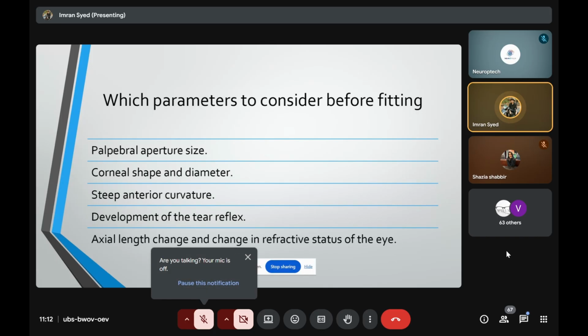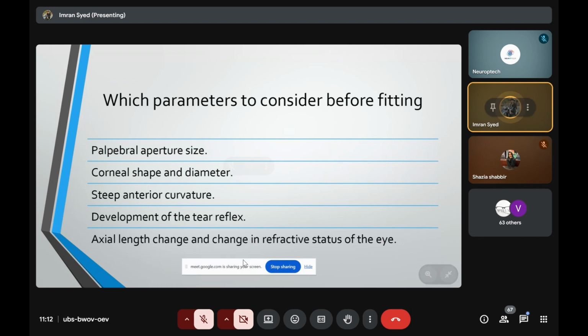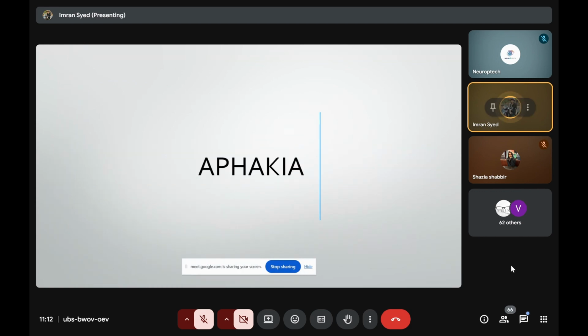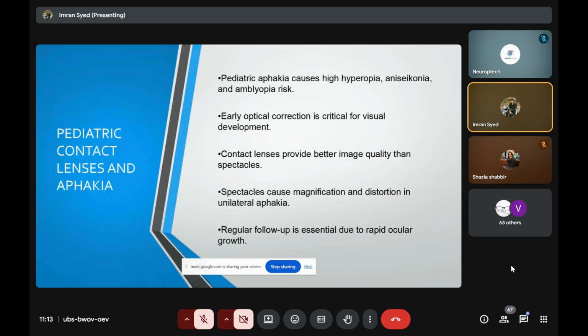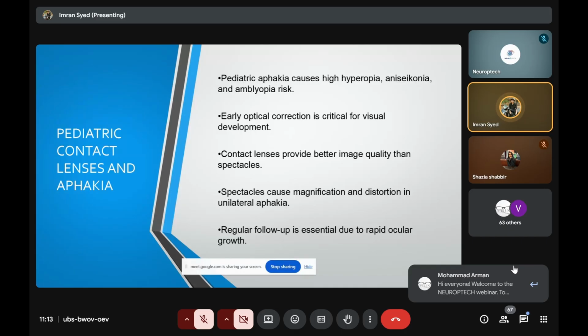Okay. So these are all the parameters and factors that you have to consider before fitting a contact lens to a kid. Now we will move on to an interesting condition, aphakia. In aphakia, how can you prescribe contact lenses, what is the calculation that you have to do, and which type of contact lenses are better at which age? We'll discuss all those in this aphakic section. Okay. So as you all know, pediatric aphakia will cause high amounts of hypermetropia. It can also cause aniseikonia, which in turn results in amblyopia.